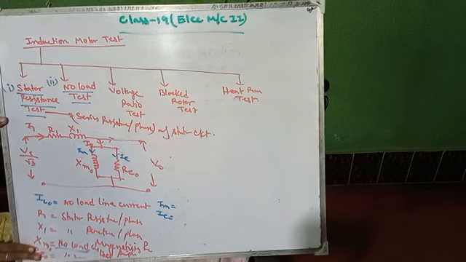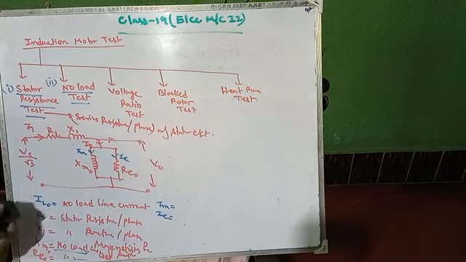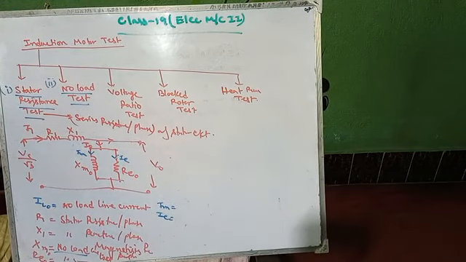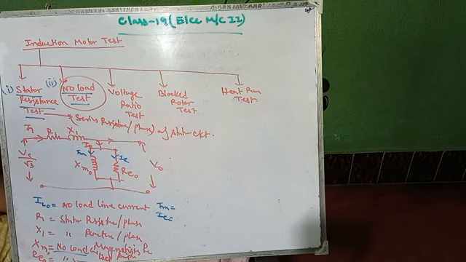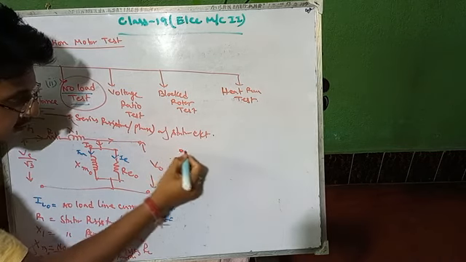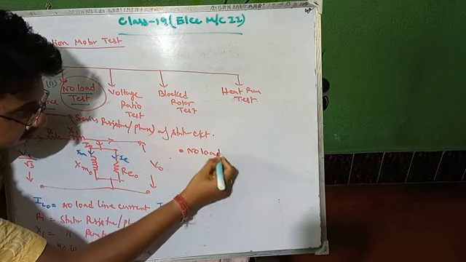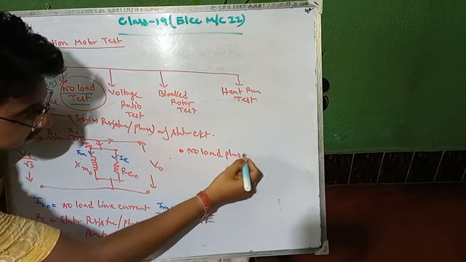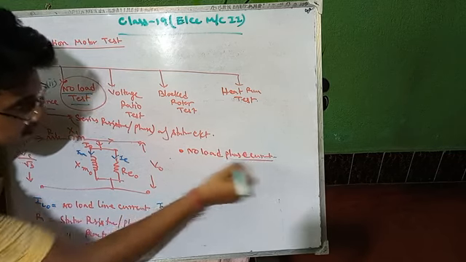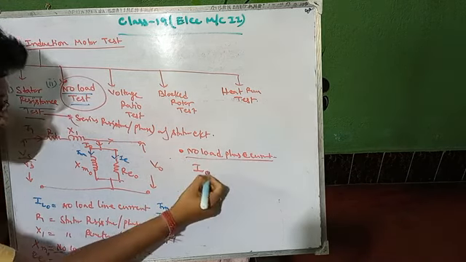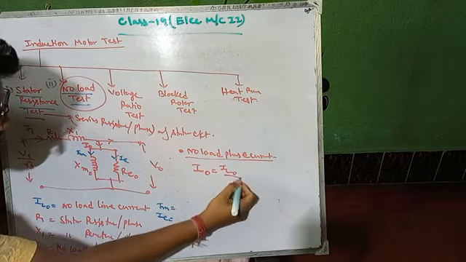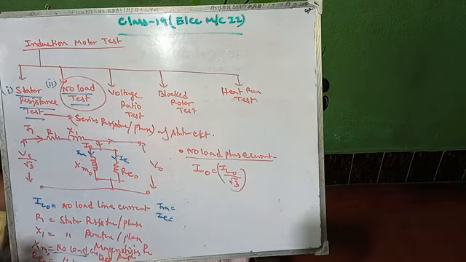Okay, so now what are the formulas you have to remember? You have to remember some important formulas from this no load test. There is a numerical. So now write no load phase current first. What is no load phase current? No load phase current I naught equals IL naught by root 3, whatever the line current divided by root 3.